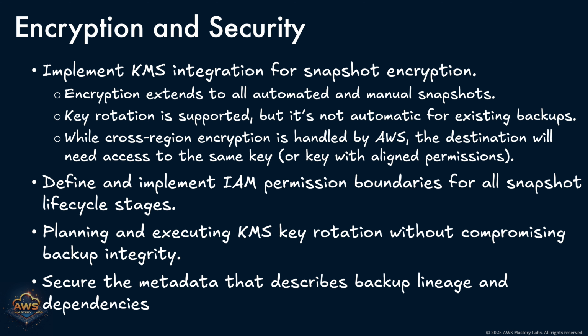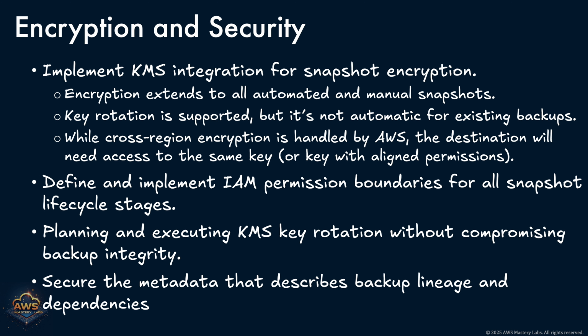When it comes to RDS backups, encryption isn't optional, it's foundational. We begin with KMS integration for snapshot encryption. When RDS snapshots are encrypted, they're bound to a KMS key, either AWS managed or customer managed. This encryption extends to all automated and manual snapshots derived from that instance. Key rotation is supported, but it's not automatic for existing backups, requiring careful planning to avoid access issues during recovery.